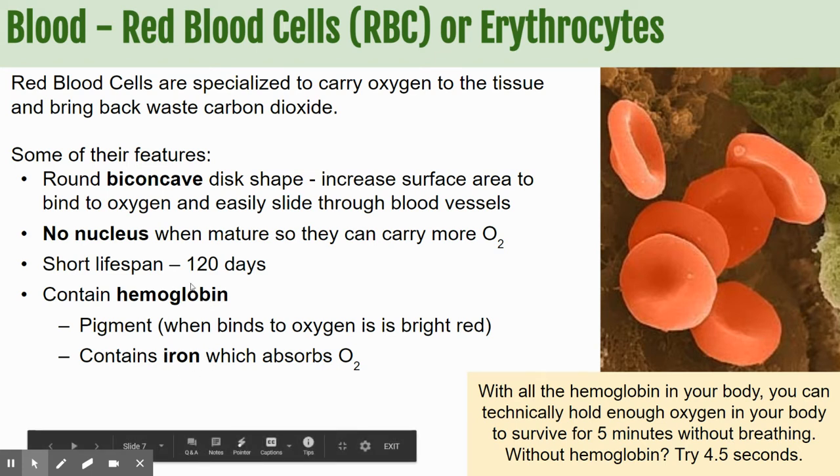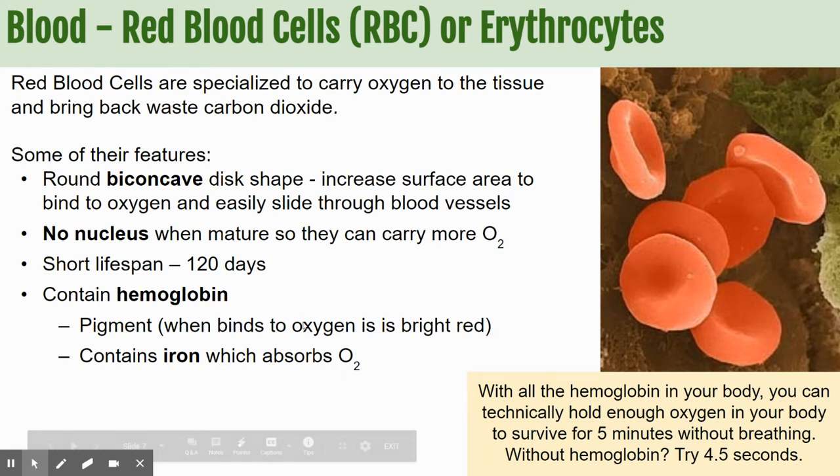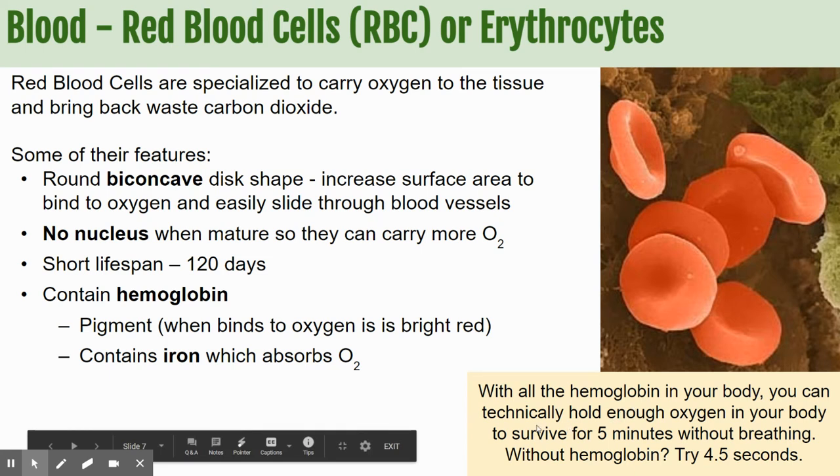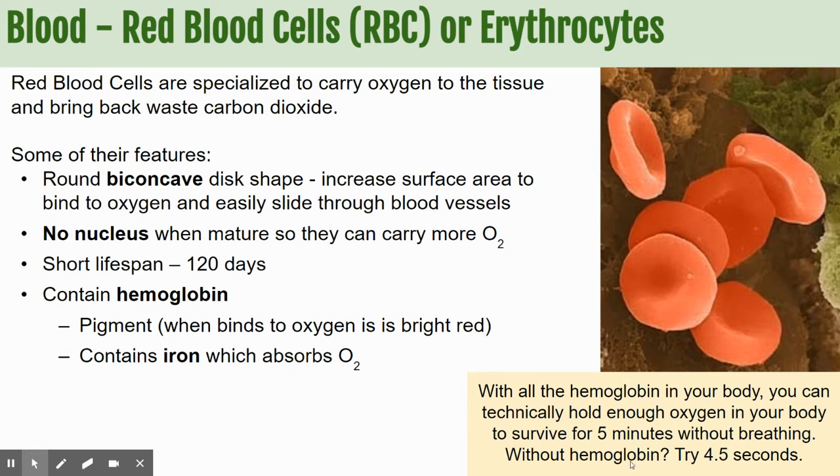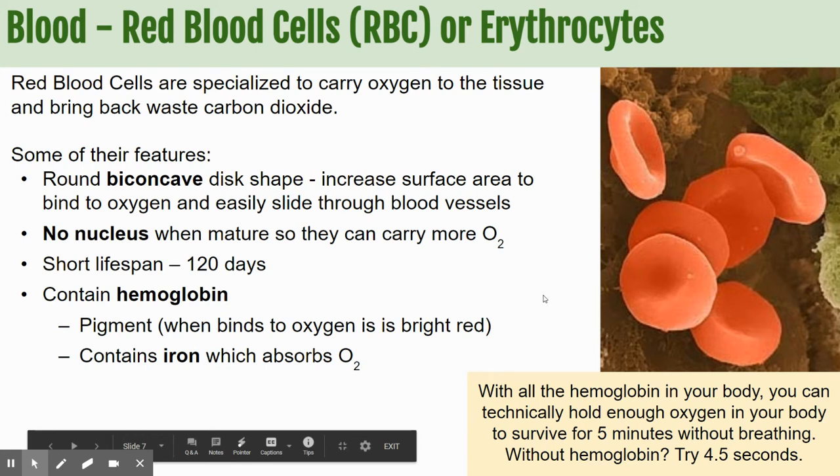And hemoglobin contains iron. It's made up of iron. And it has to have iron in order to absorb the oxygen. So you got to have iron with the hemoglobin. Now, with all the hemoglobin in your body, you can technically hold enough oxygen in your body to survive for 5 minutes without breathing. But without hemoglobin, you only got about 4.5 seconds, and then you're toast. So very important compound.